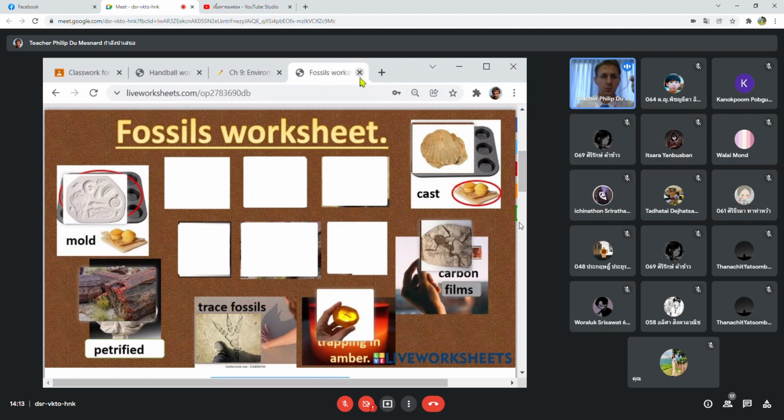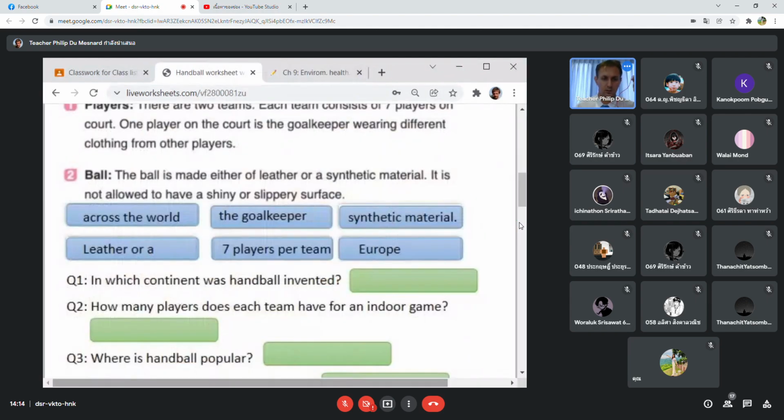Okay, there's another one I also want to do about rocks quickly, so we can review. It's also about rocks. No, I think it's this one. Let me find it.